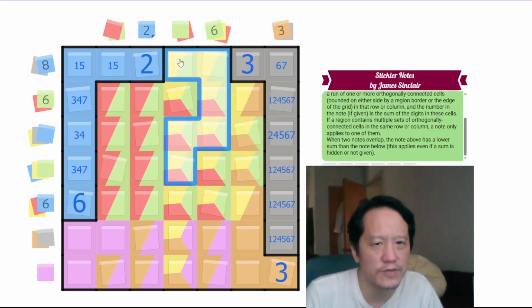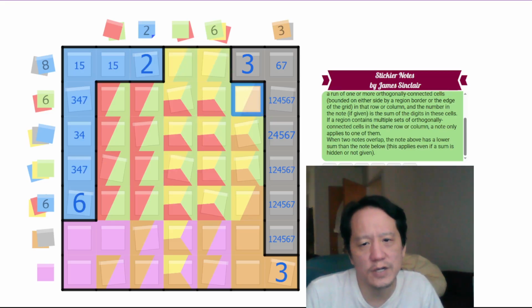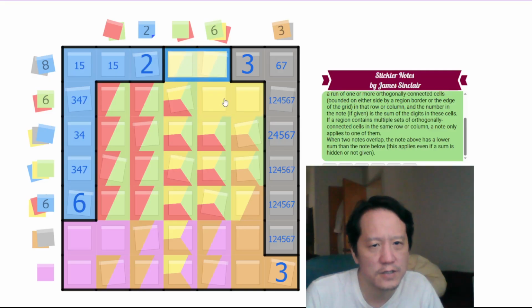2, 3, 4, 5, 6. This is too many cells. So orange cannot be here. Yellow has to be here. It cannot go around here because that would block that cell from being something else. So this must be yellow there to connect.